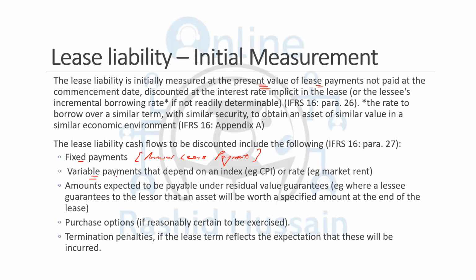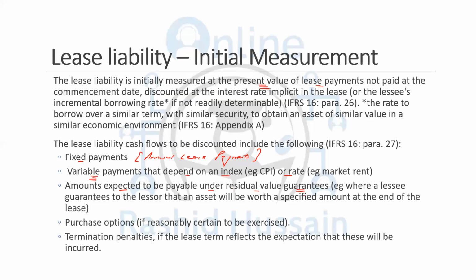Variable payments. The variable payments mean, for example, if the market rate changes, like somehow you have taken the lease on variable rates, and if the market rent is changing, then there is some difference between the fixed payment and the market rent that will give rise to the variable payment. So it is a variable payment that depends on an index, for example, CPI or market rent. The third payment will be the amount expected to be payable under residual value guarantees.